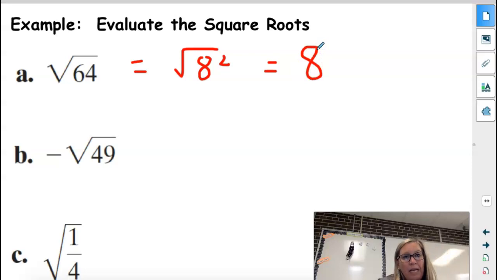Example B, negative square root of 49. Your negative will be out in front. And then you take the square root of 49, which is 7.